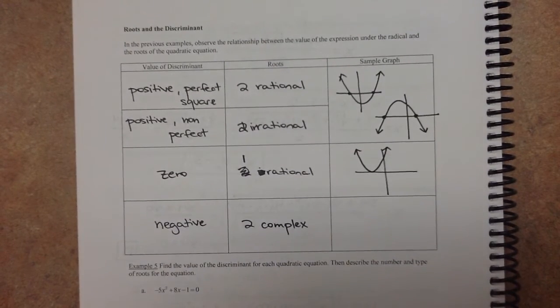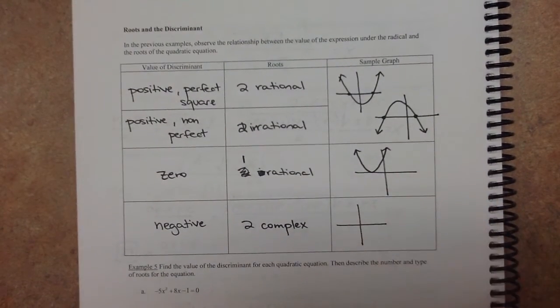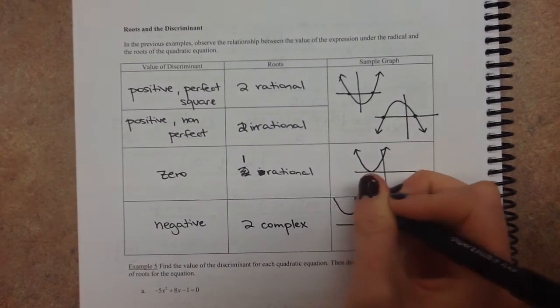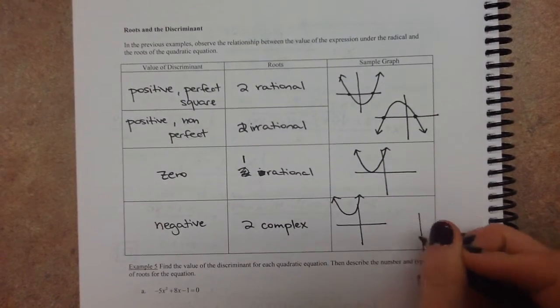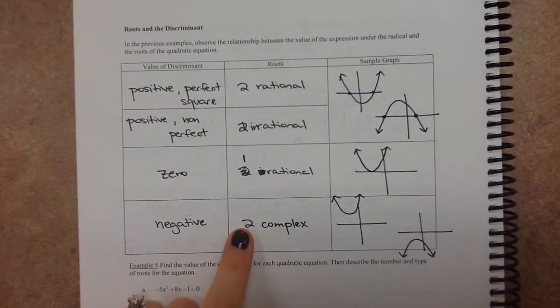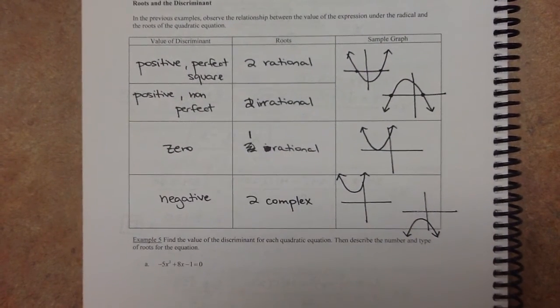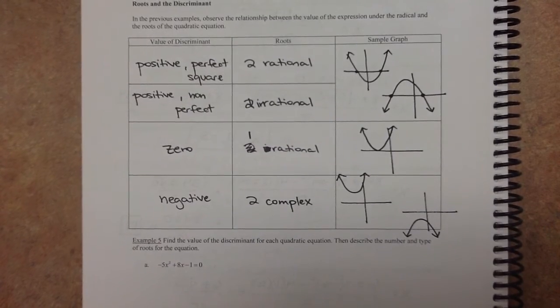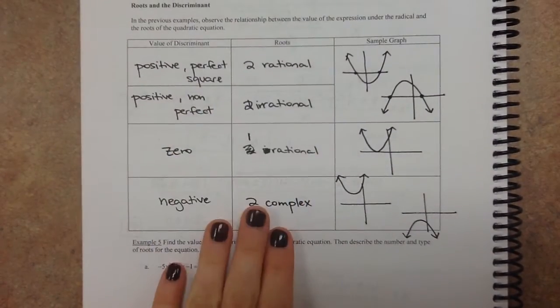And then 2 complex would be one of 2 cases. Either your graph is right side up, but it's completely above the axis, or your graph is upside down, but it's completely below the axis. So this would be a case where you never ever cross through the x-axis, so you wouldn't possibly have any x-intercepts. So that's what we're looking for.